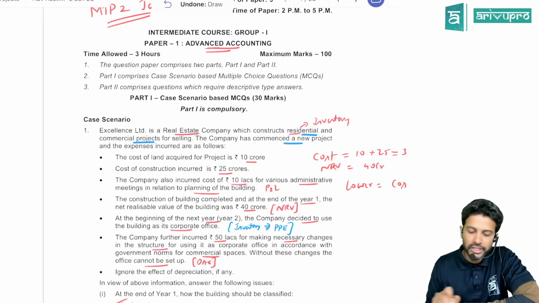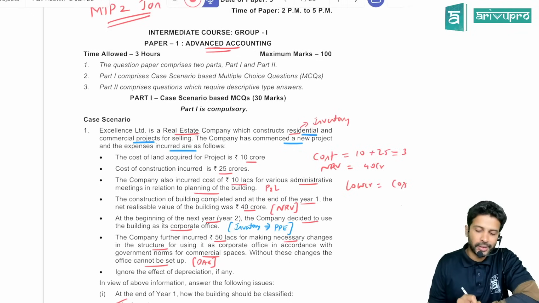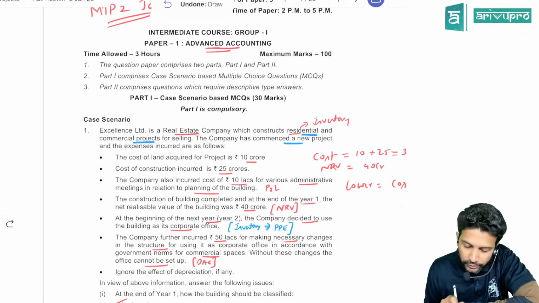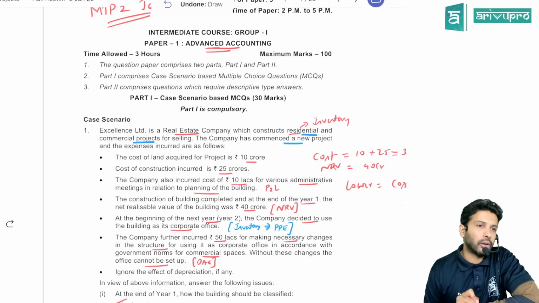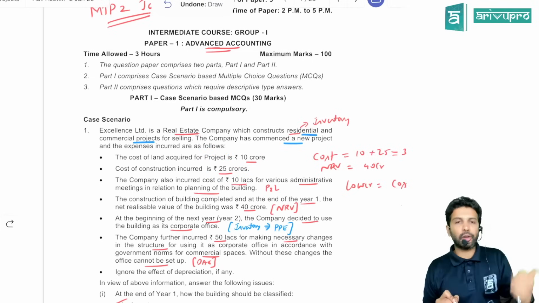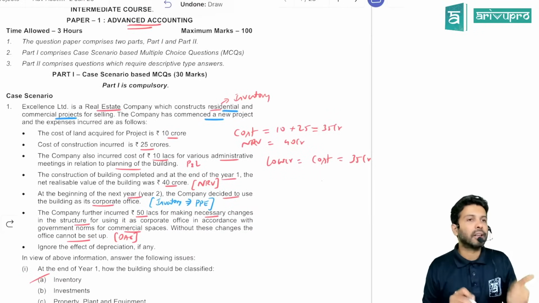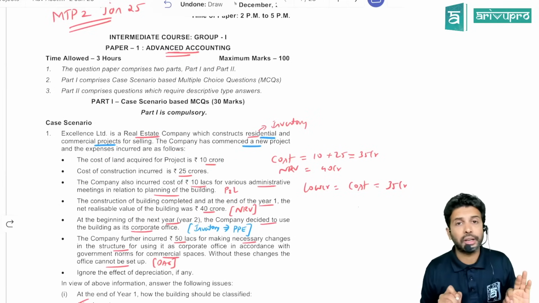The company has commenced a new project and the following expense has been incurred. Cost of land is 10 crore and for construction they spent 25 crore. That means what is the total cost of the inventory? 10 crore for land, 25 crore rupees for construction. So the total cost of the inventory is 35 crore. The addition of these two, correct?